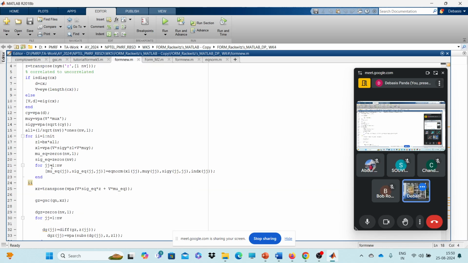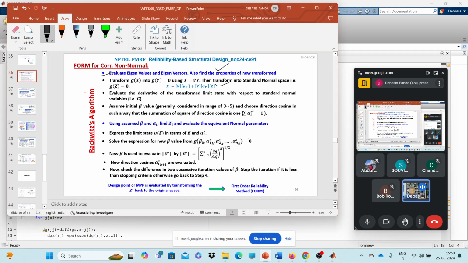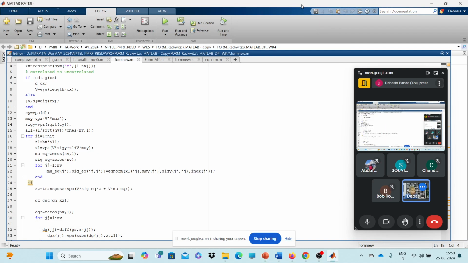Now what the code needs to do: once you have converted into the z domain, you first need to find out whether there are any non-normal parameters, since our initial alpha and betas we are already providing, which we need to convert into equivalent normal.